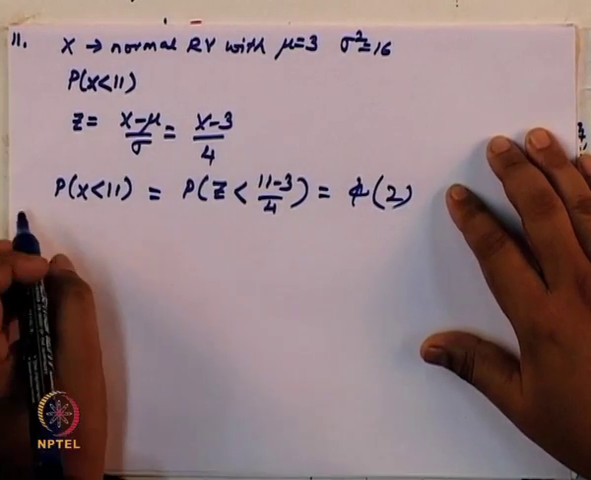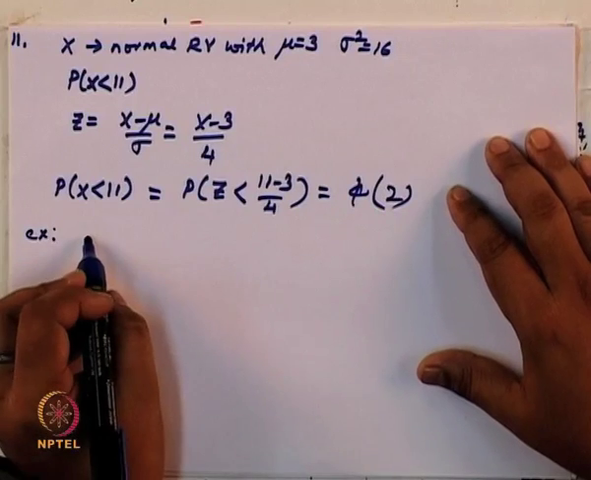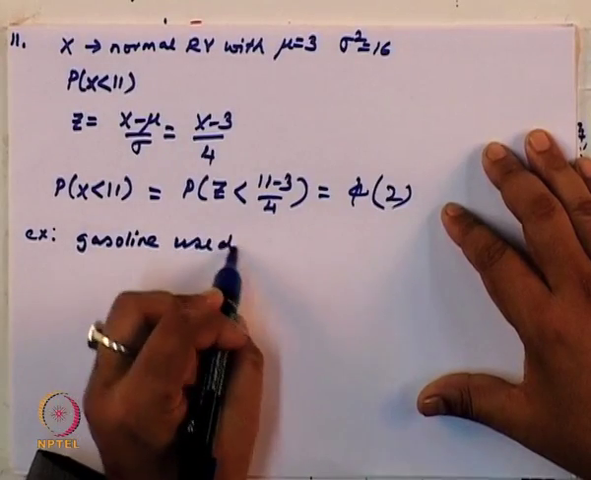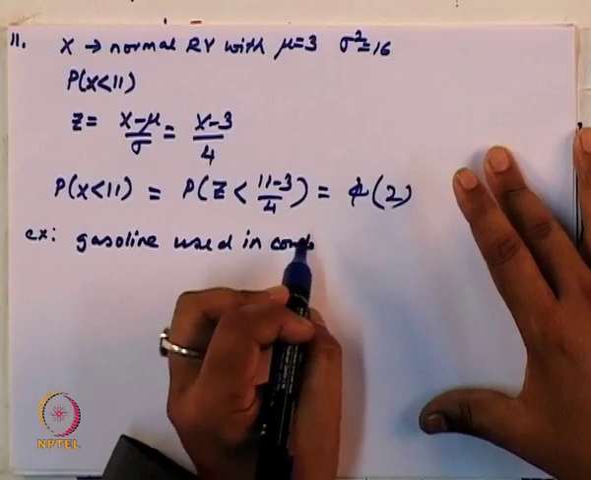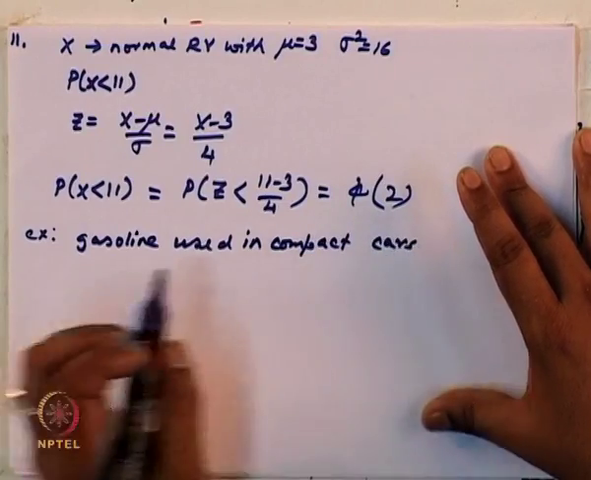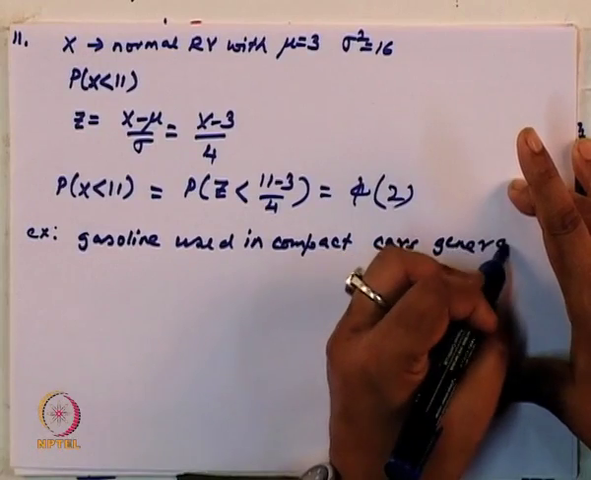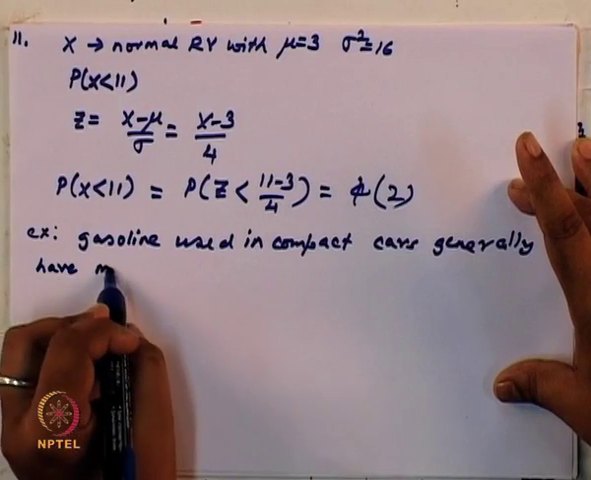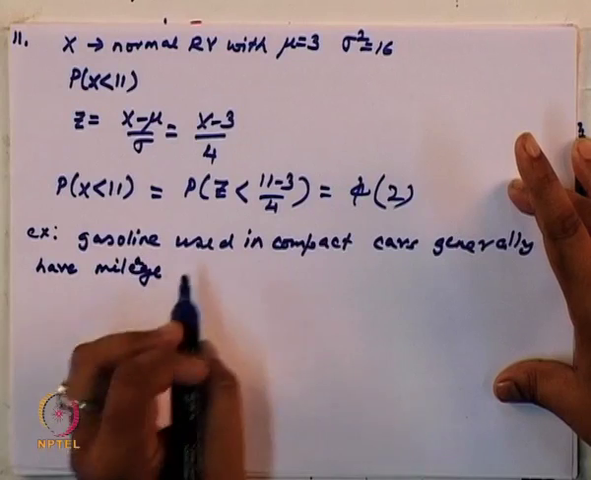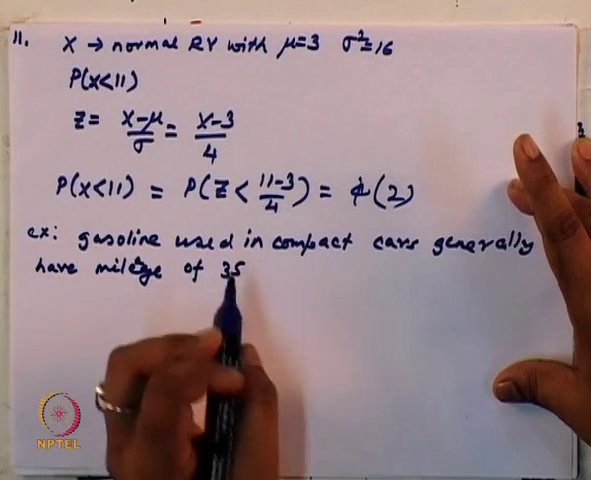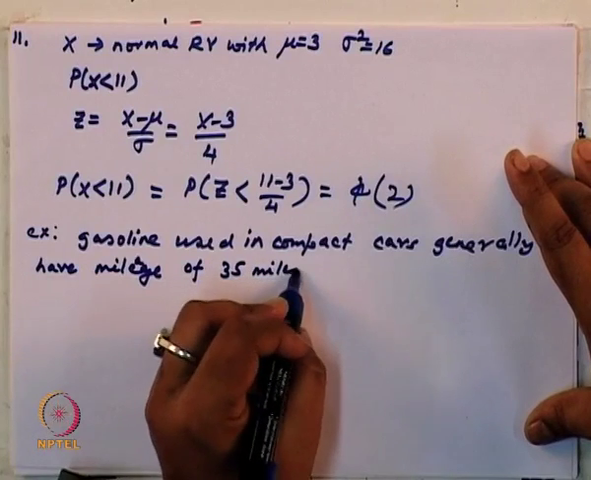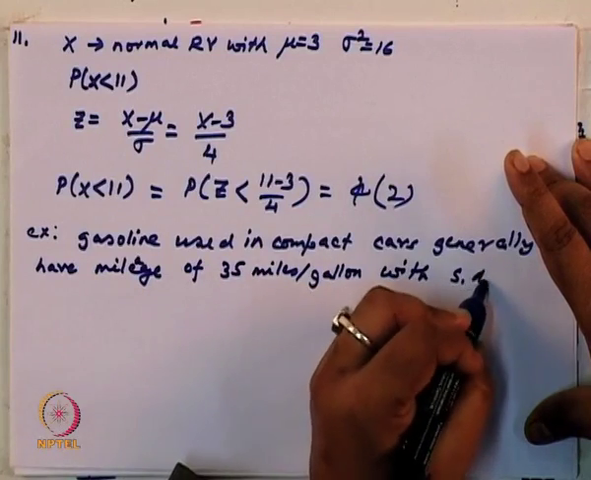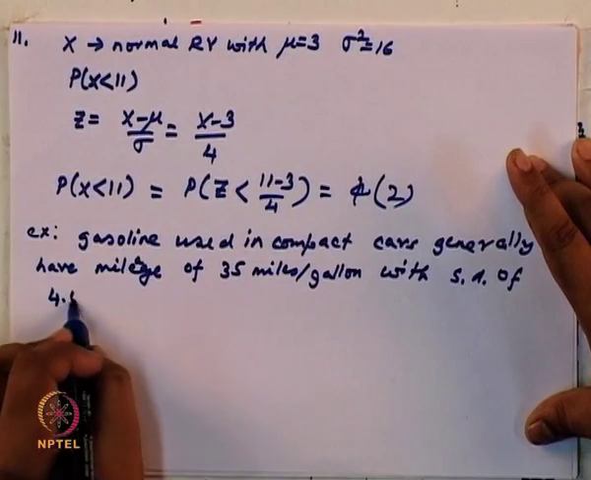Let us take another example. Let us say you have gasoline used in compact cars. Generally, they have a mileage of 35 miles per gallon with a standard deviation of 4.5 miles per gallon.